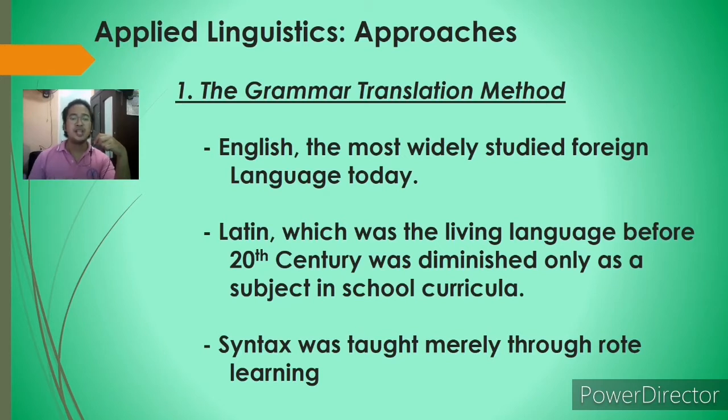However, the political changes in Europe gave way to French, Italian, and English to the limelight of importance. Thus, Latin was displaced as a language of spoken and written communication. Latin was diminished from a living language to just a mere subject in school curricula. Children in grammar school were given rigorous introduction to Latin grammar, which was taught only through rote learning of grammar rules. Meaning, when we say rote learning, the children were only taught Latin by just merely memorizing.